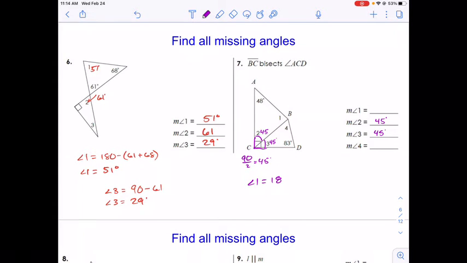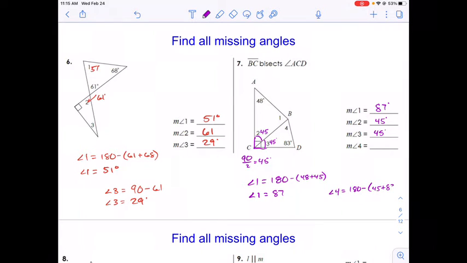by using our triangle angle sum theorem. So we're going to subtract the sum of 48 plus 45 from 180. And that's going to give us 87. So angle 1 is 87 degrees. And we do the same thing for angle 4. So angle 4 is equal to 180 minus the sum of 45 plus 83. Add those up, subtract from 180, and that's going to give us 52 degrees. So that's our answer for this one.